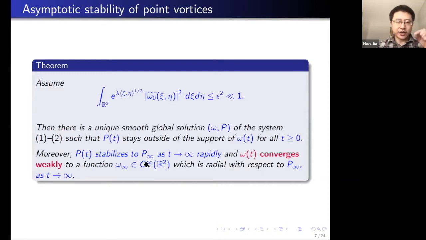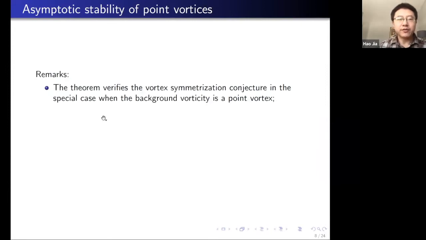You have a point vortex as the background vorticity field, and then you perturb it using a very smooth, compactly supported vorticity field. Then this point will move, but only by a tiny distance. It will converge extremely fast, and the perturbation vorticity field will just symmetrize around the final point. Again, I think a striking feature of such a result is that the convergence is violent, right? The convergence is only in the weak topology, but the limiting function is very smooth. That's kind of interesting.